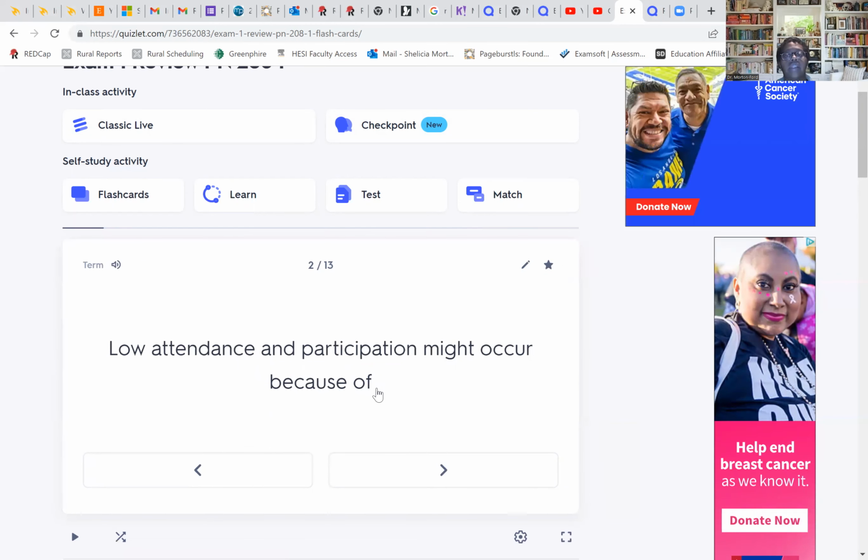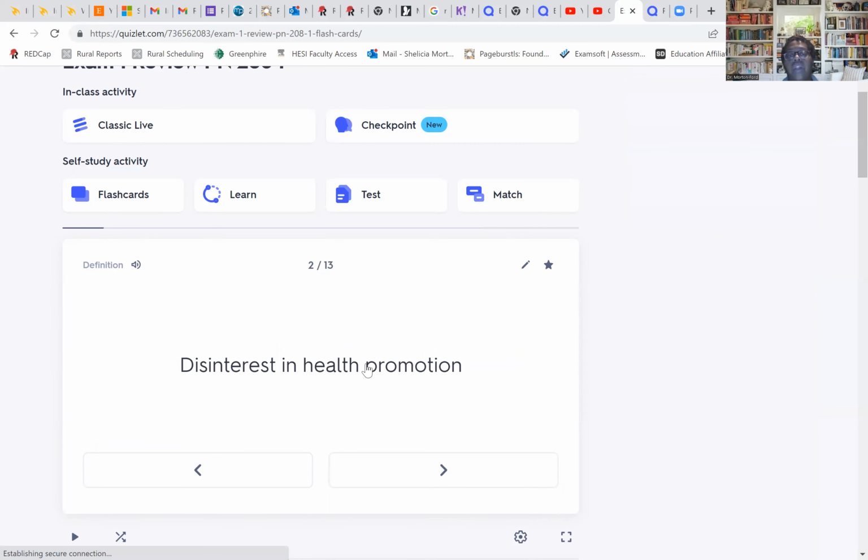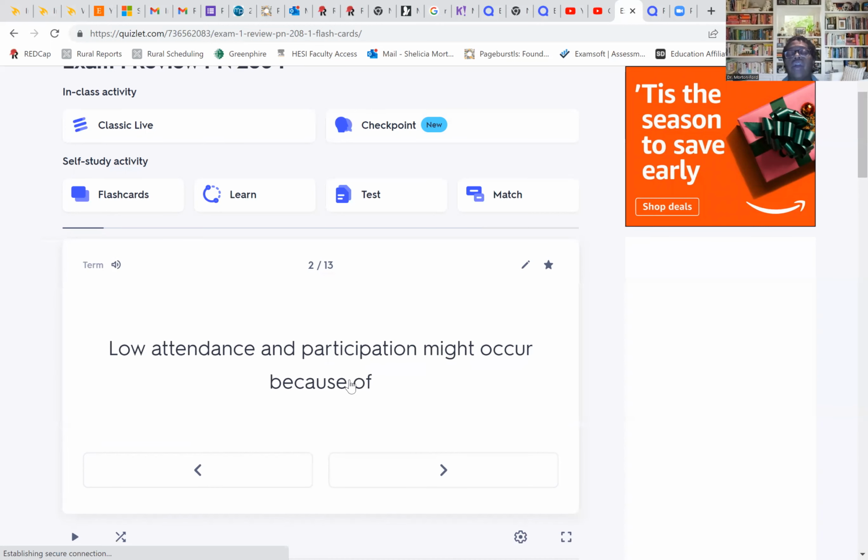So you, as the community health nurse, are putting on a health fair or some type of community event. You are trying to be proactive and think about what can prevent low attendance and participation. So you want to make sure that whatever the health promotion topic you're reviewing, they are actually interested in it. Make sure that they have some interest in whatever you are promoting, because if not, you will have low attendance and participation.